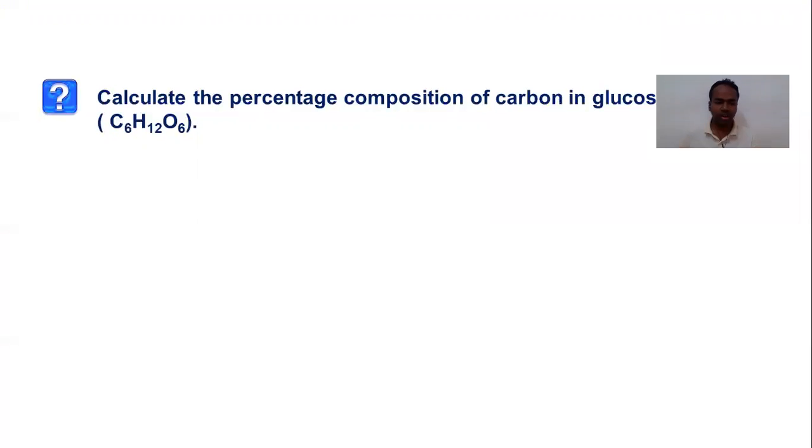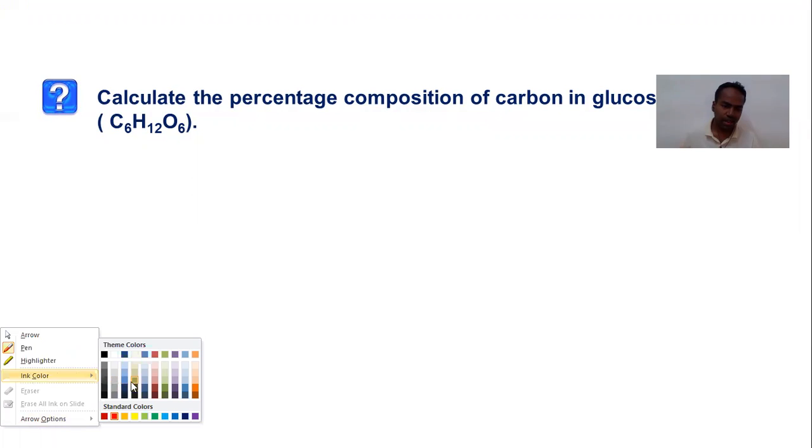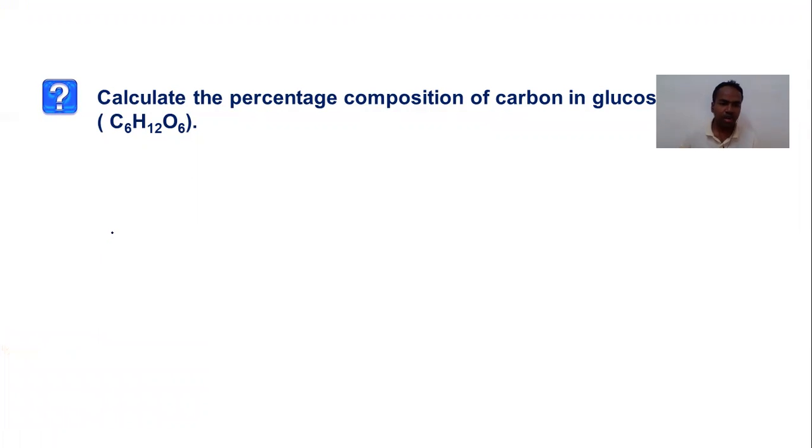This is the question given: percentage composition of carbon in glucose. What is the percentage of carbon in glucose? Like that, we can also find the percentage of hydrogen, oxygen and all remaining elements in a compound. Let us see. I am going to calculate the percentage of carbon. Before calculating it, you have to first calculate the total molecular mass of glucose.